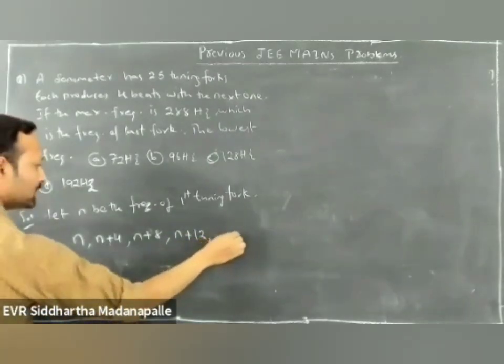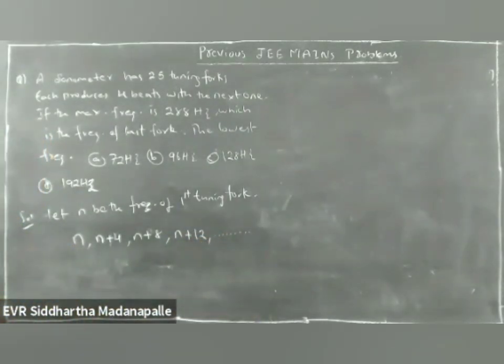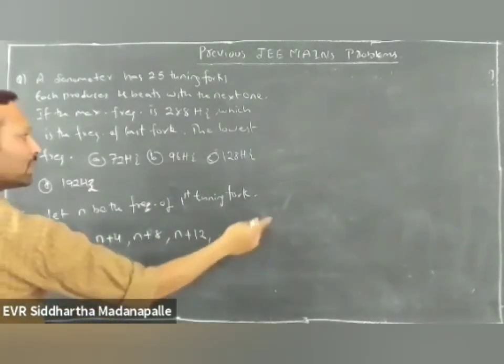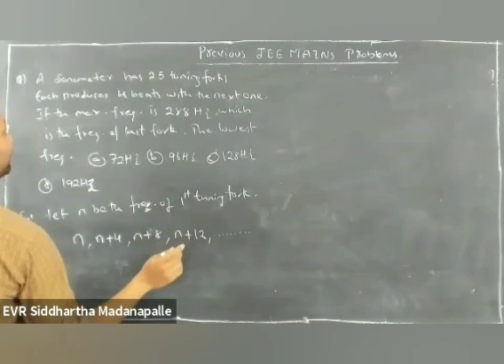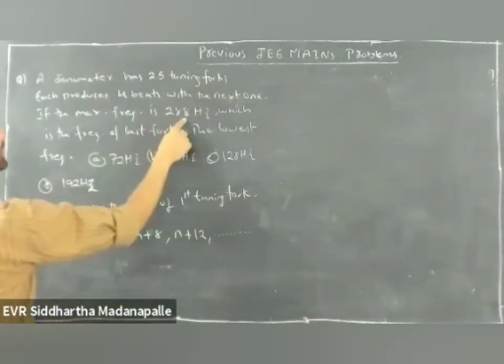If we keep counting like this, right? First, second, third, fourth, fifth, and so on up to 25. What is the frequency of the 25th tuning fork?